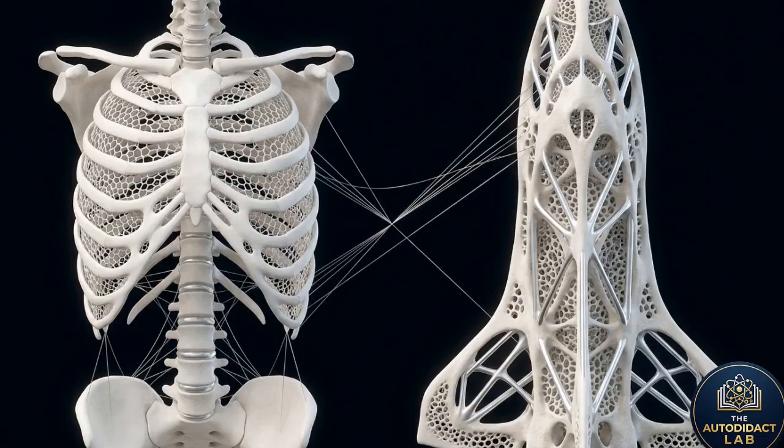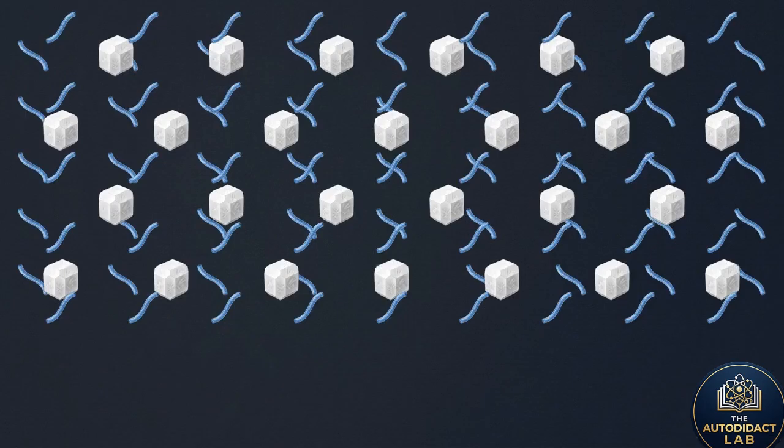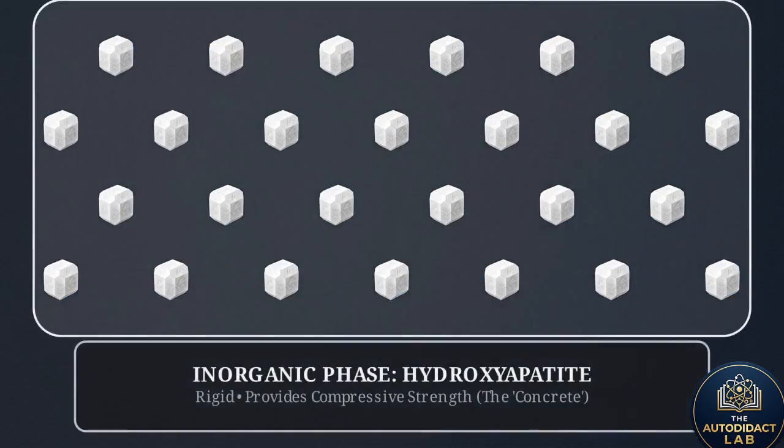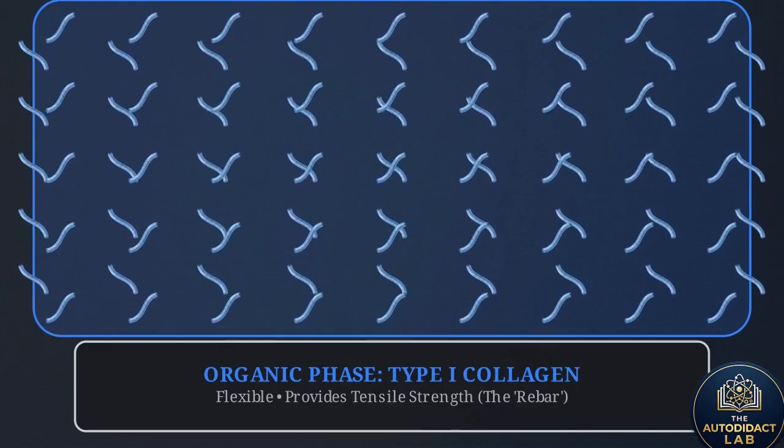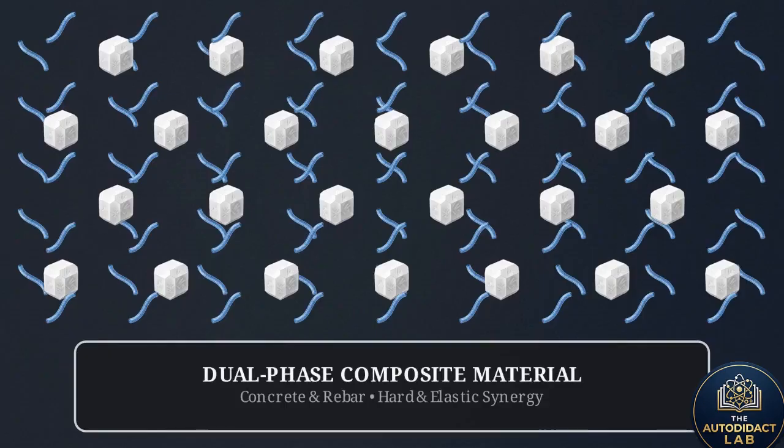Analyzed as an advanced aerospace-grade composite, the skeleton reveals a level of structural sophistication far beyond a simple static scaffold. This animated diagram of bone tissue reveals a dual-phase material composition. The inorganic phase, hydroxyapatite, provides massive compressive strength, acting as the concrete. The organic phase, type 1 collagen fibers, supplies tensile strength and elasticity, performing the role of flexible steel rebar.